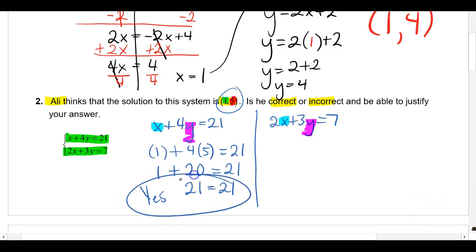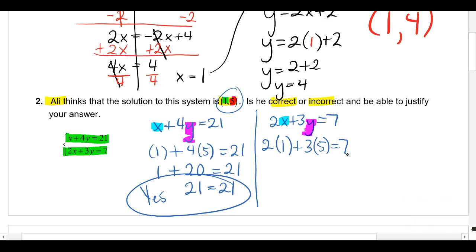Okay, it does work. But we can't just check one. You need to check both. Because if it doesn't work for both equations, it's not a solution. It can work for one, but that doesn't mean it's a solution for the whole system, for all of them together. So now over here, I have 2 times 1, which is x, and then plus 3 times 5, which is y, and then equals 7.